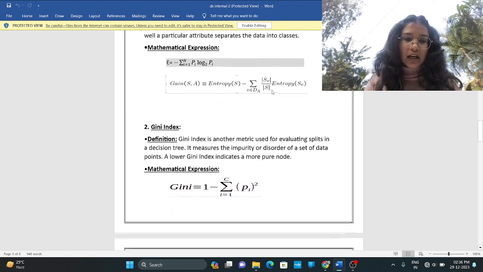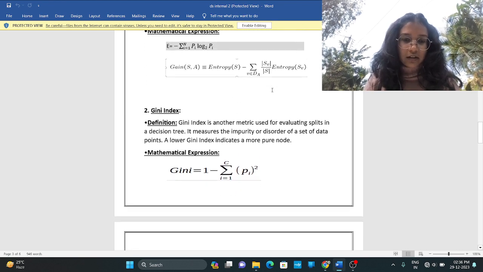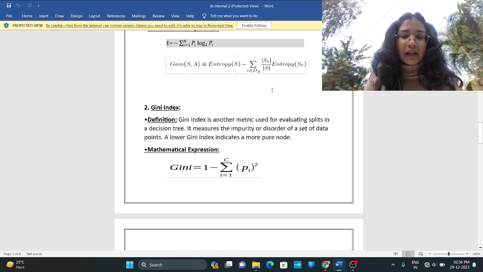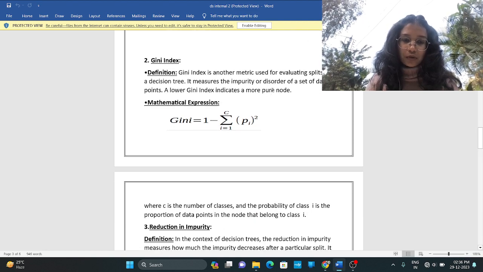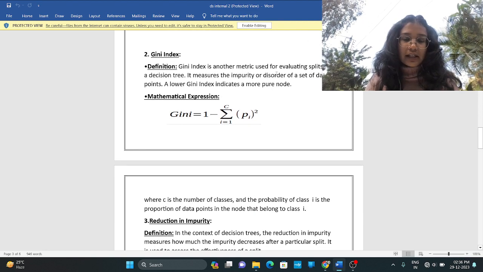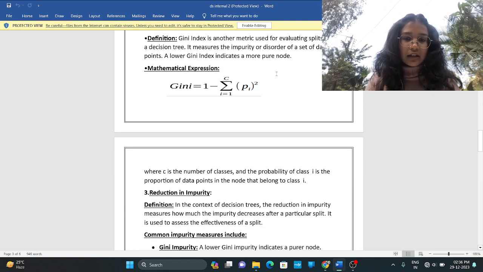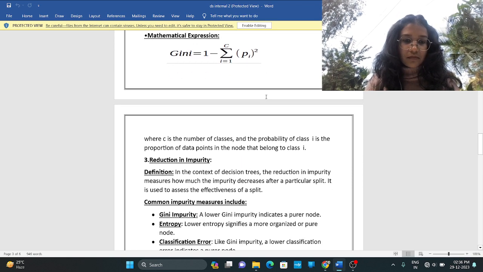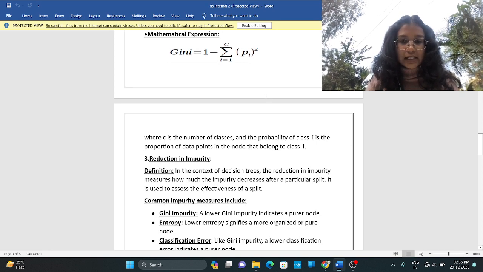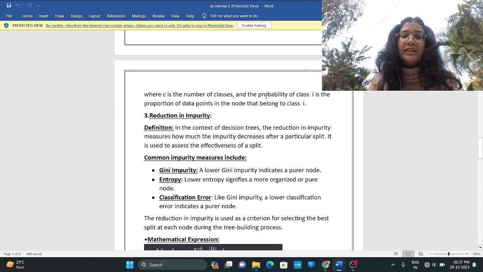Then we discuss second, Gini index. Definition of Gini index is, Gini index is another metric used for evaluating split in a decision tree. It measures the impurity or disorder of a set of data points. A lower Gini index indicates a more pure node. Mathematical expression of Gini index we can see on screen, where C is the number of classes and the probability of class i is the proportion of data points in the node that belongs to class i.